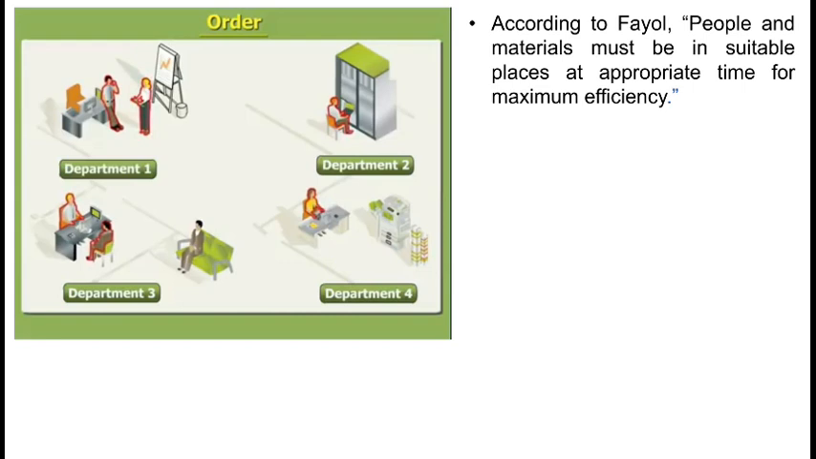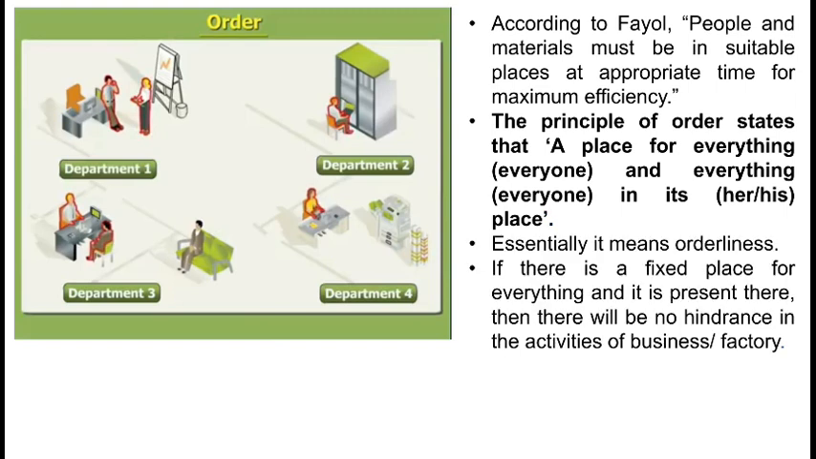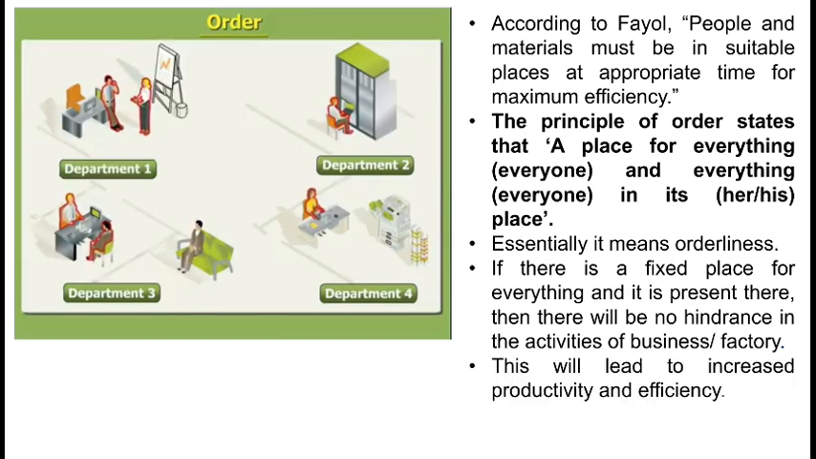10th principle: order. According to Fayol, people and material must be in a suitable place and appropriate time for maximum efficiency. The principle of order states that a place for everything or everyone and everything or everyone in its place. Essentially, it means orderliness. If there is a fixed place for everything and it is present there, then there will be no hindrance in the activities of business or factory. This will lead to increased productivity and efficiency.